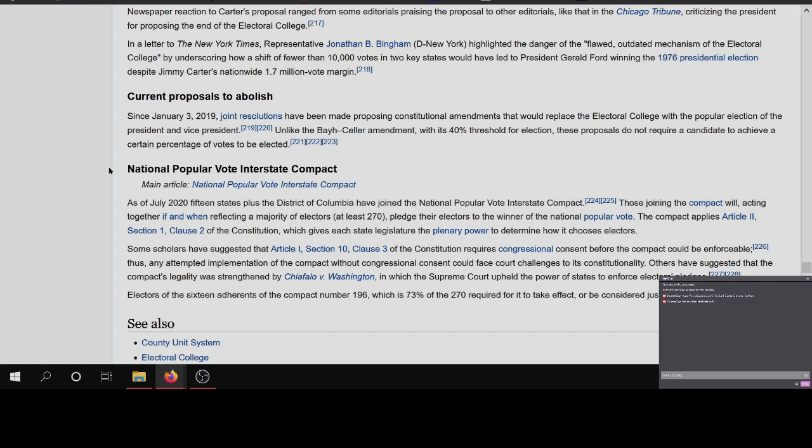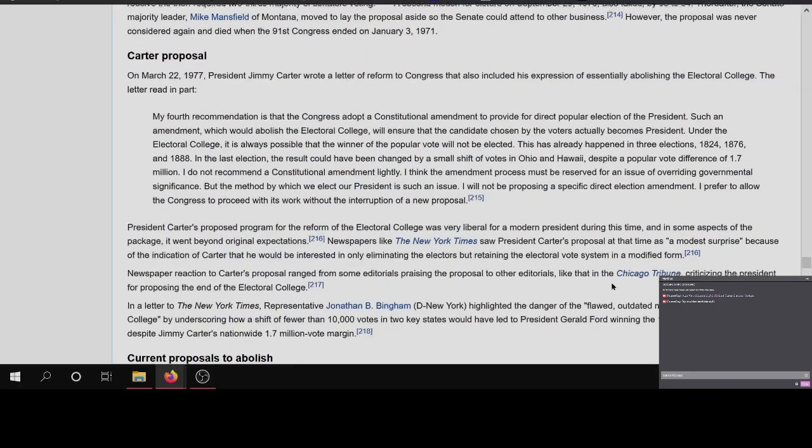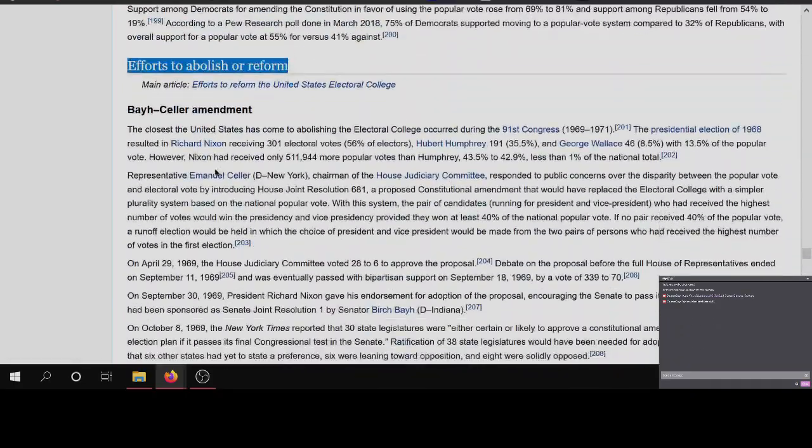Then you have the National Popular Vote Interstate Compact. As of July 2020, 15 states plus the District of Columbia have joined the National Popular Vote Interstate Compact. Those joining the compact will enact it together if and when they reflect a majority of electors, at least 270, who pledge their electors to the winner of the National Popular Vote. The compact applies Article 2, Section 1, Clause 2 of the Constitution, which gives each legislature the plenary power to determine how they choose electors. Okay, let's skim through this.